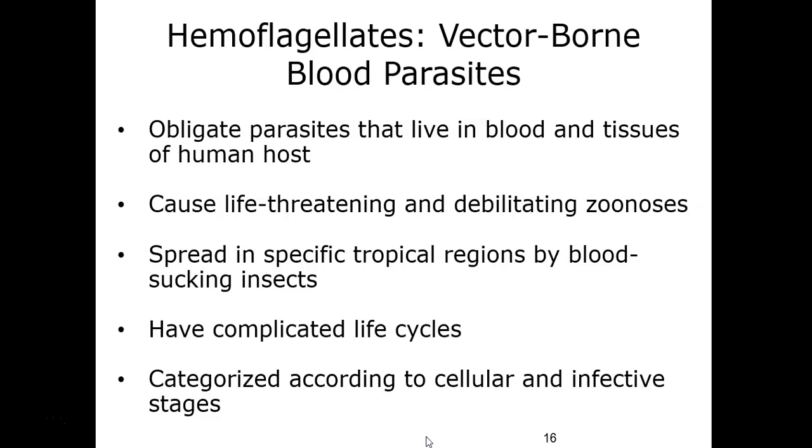The hemoflagellates are blood parasites, and we're going to get in and start talking about many of these obligate parasites that feed off the blood and the tissues and are life-threatening. And these are zoonoses, meaning that they are acquired from contact with animals or animal products. Found mostly in tropical regions and are transmitted by blood-sucking insects, they have incredibly complicated life cycles to them.